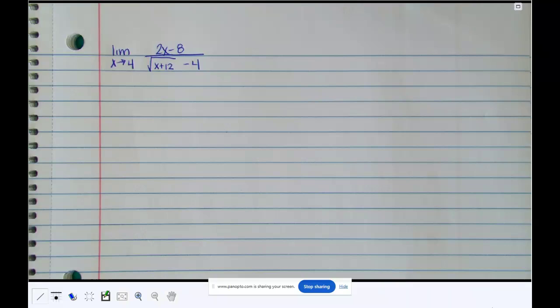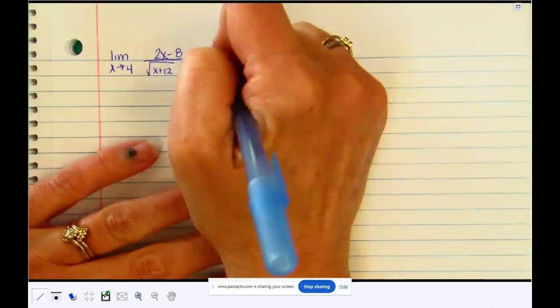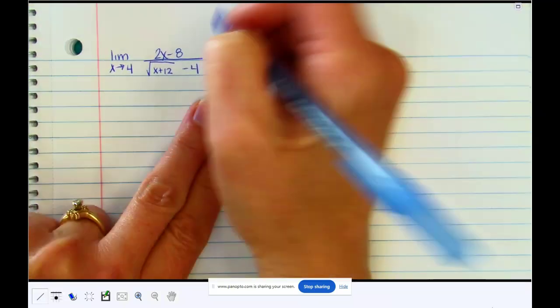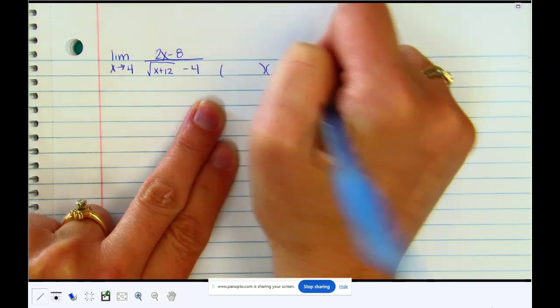Okay, first thing that you want to check is, is it 0 over 0? It is. And it's always good to check, even when we're taking notes on this, because sometimes I do my math wrong and then it's not what I wanted it to be.